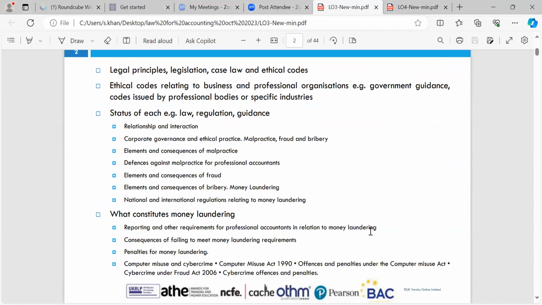In learning outcome 3, we looked at the legal principles, legislation, case law, and ethical codes. We looked at ethical codes related to business and professional organizations, for example, government guidance, codes issued by professional bodies or specific industries. Why is it important to follow these ethical codes? Well, to stay on the right side of the law.